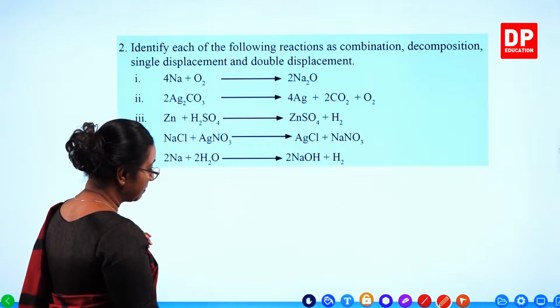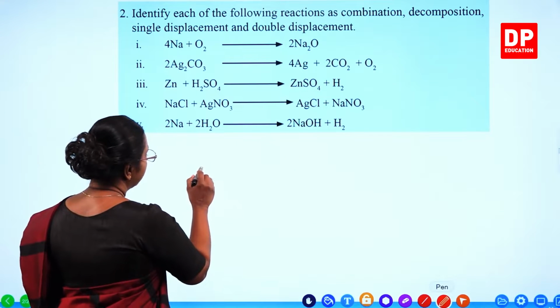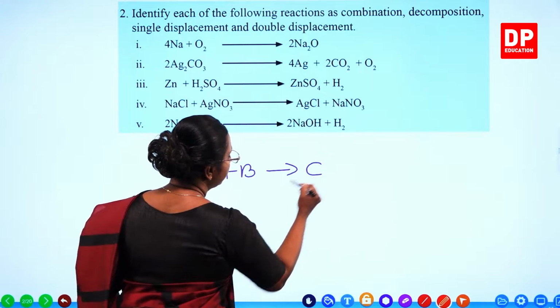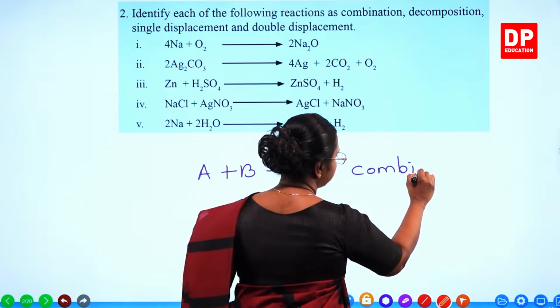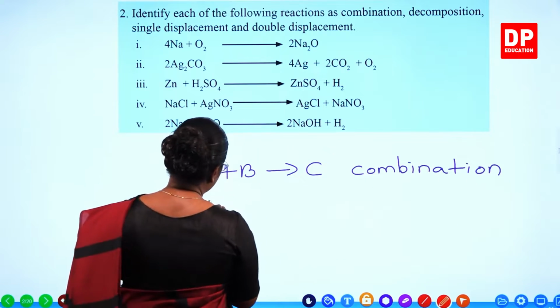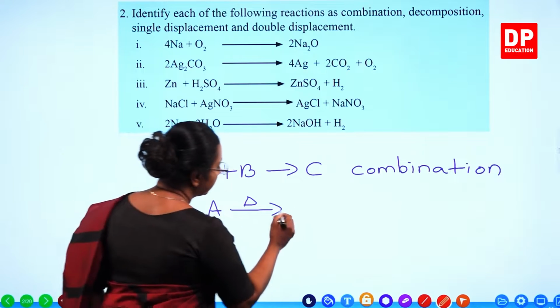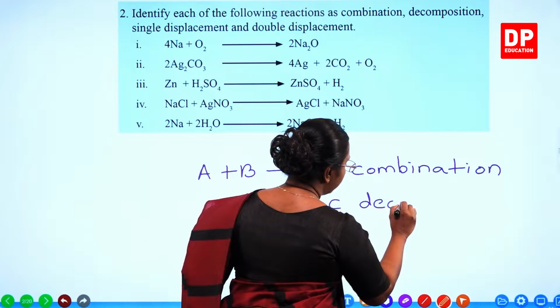Now you can remember students, if we write the general equations, if A and B combine to form C, then it is a combination reaction. If A is converted to or decomposed into B and C, this is decomposition.